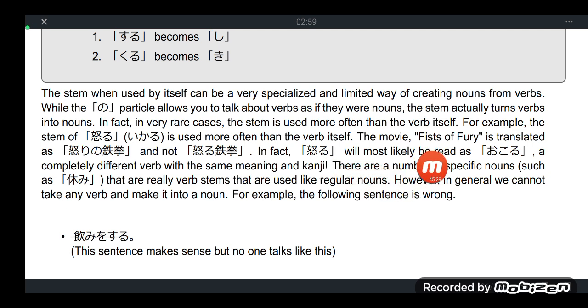So you see, there are a number of specific nouns such as yasumi or good night. Yasumi actually came from yasumu, meaning to take rest, but if we take the extracted stem for the yasumu, change the mu sound into mi sound, the yasumu becomes yasumi. So the yasumu verb now becomes a noun, yasumi, such as the yasumi that are really verb stems that are used like regular nouns. However, in general, we cannot just take any verb and make it into a noun. So, for example, the following sentence is wrong.